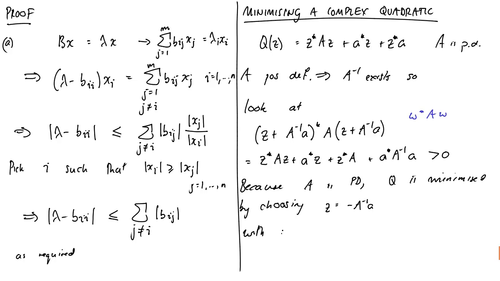And Q has minimum value. Well, the minimum value of this one is going to be 0, and to get from this expression to the expression up here, we just take away a star A inverse a. Minimum value negative a star A inverse a.